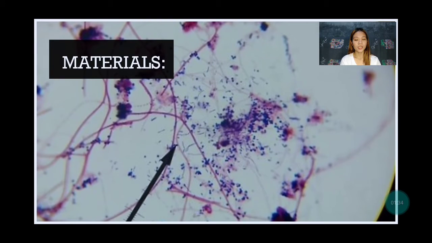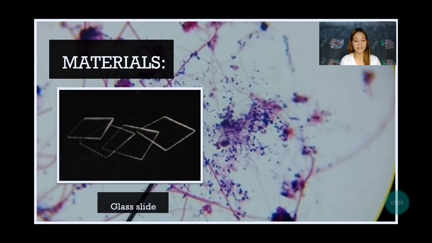Materials and reagents. Number 1, the glass slide. What is a glass slide used for? A glass slide is a thin, flat, rectangular piece of glass that is used as a platform for microscopic specimen observation. It holds objects for examination under a microscope.